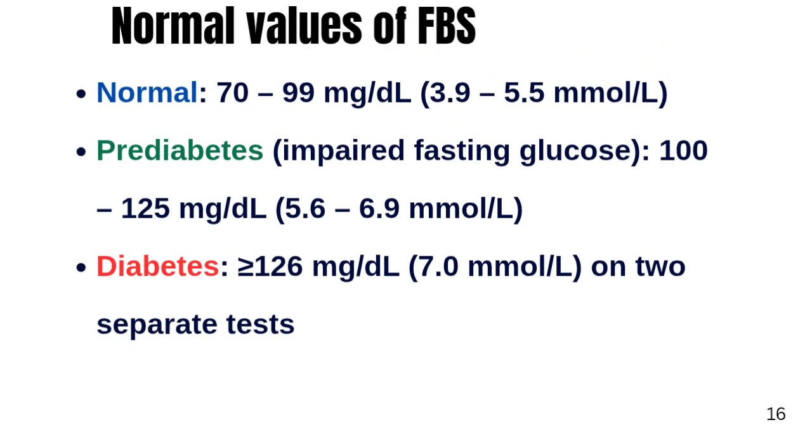Normal values of FBS. Normal range, 70 to 99 milligrams per deciliter, 3.9 to 5.5 millimole per liter. Pre-diabetes, impaired fasting glucose, 100 to 125 milligrams per deciliter, 5.6 to 6.9 millimole per liter. Diabetes is greater than or equal to 126 milligrams per deciliter, 7.0 millimole per liter, on two separate tests.